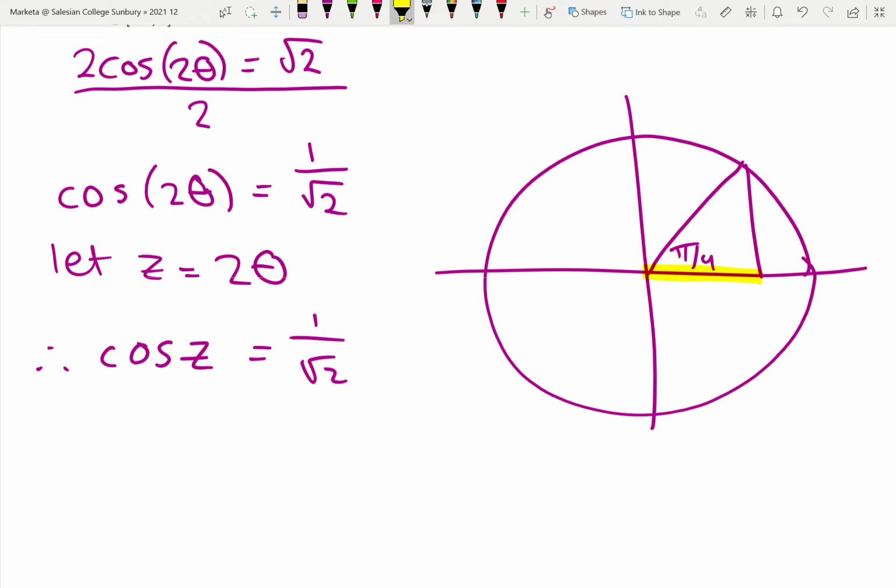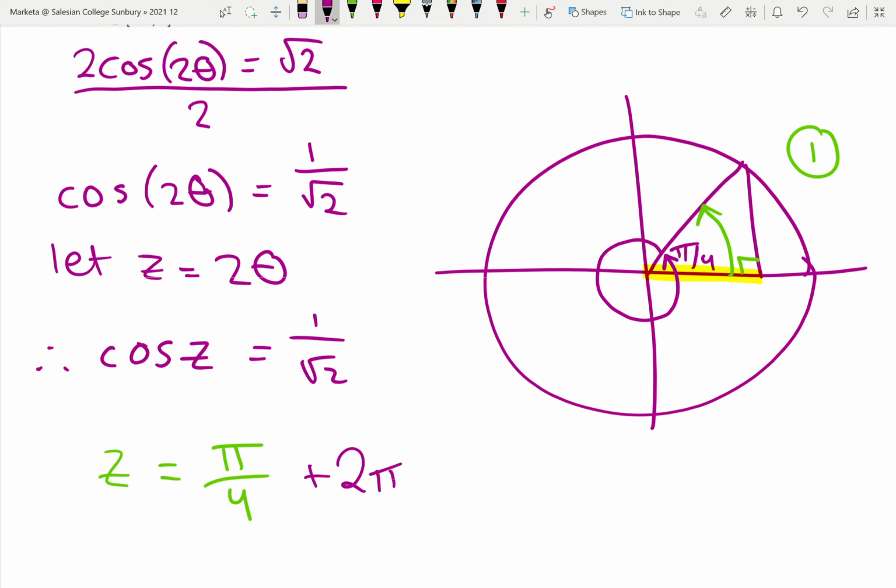Now I'm going to deal with quadrant 1 for a start. Cos is positive in quadrant 1. We also know that it's positive in quadrant 4, but we'll get to that in a minute. Let's do one thing at a time. So our first value will be z equals pi on 4. And if we want to get round to that place again, we would be saying plus 2 pi. And if we wanted to go around again, it'd be plus 4 pi, plus 6 pi, plus 8 pi.